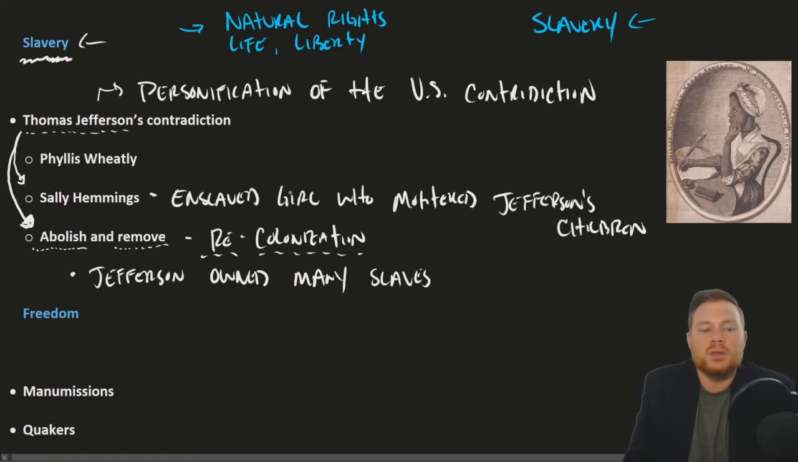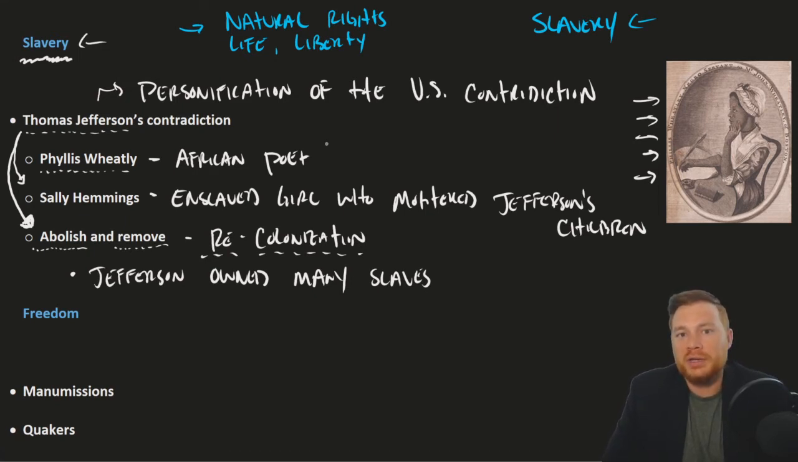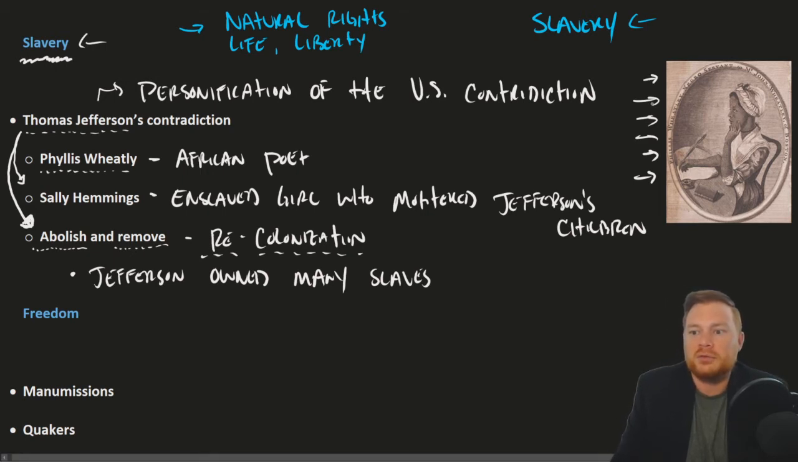And in the case of Phyllis Wheatley, who was not directly connected to Thomas Jefferson, but certainly challenged racial stereotypes at the time. This is Phyllis Wheatley right here. She was an African poet, and her poetry was so impressive that when people read it, they couldn't believe that a black girl had written it. They even brought Phyllis Wheatley to trial to prove that she was the author. And this, of course, helped break down some of those stereotypes.